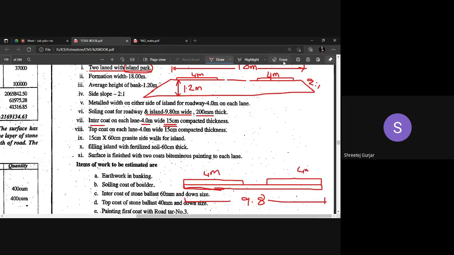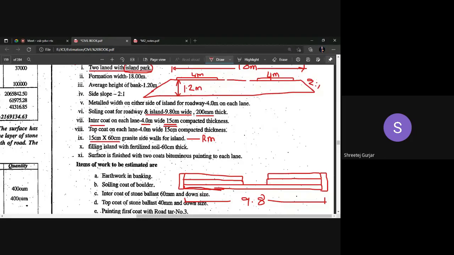No problem. Next, moving on, top coat. Top coat is provided on top of this intercoat. Each is 4 meter in width, and the thickness is 15 centimeters. Then we have the side walls, which will be calculated in running meters. Just as we have calculated for your brick edge, similarly there will be this side wall which is provided, which we calculate in running meters. The size is given, so only in running meters, that is the length of the brick edge that you have to calculate.